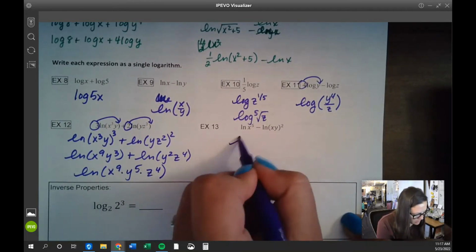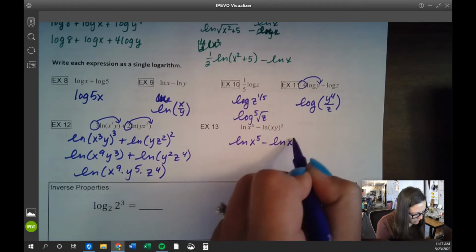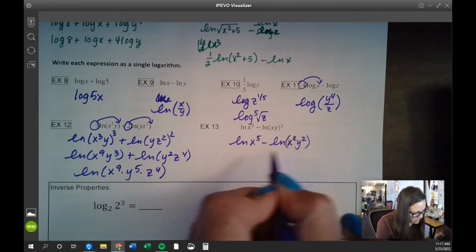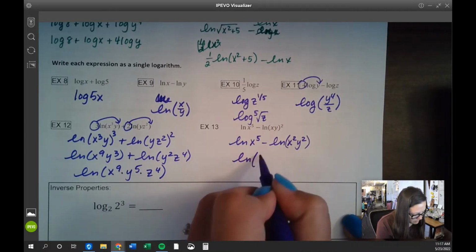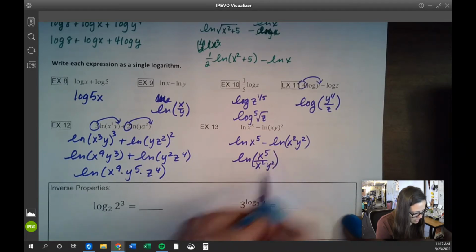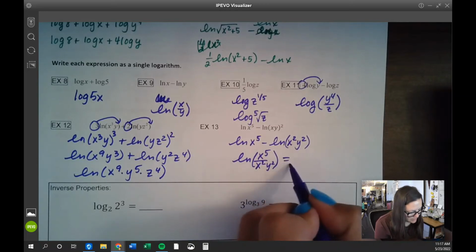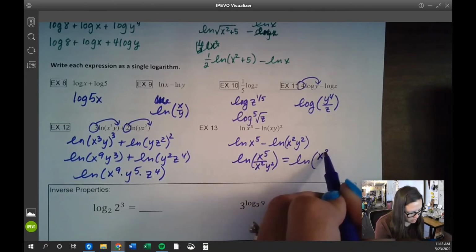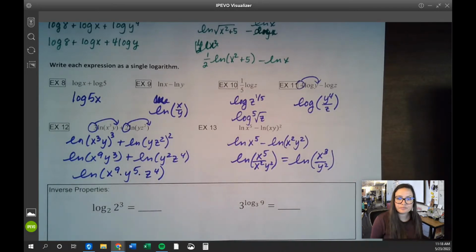Okay, this one here, I have natural log of x to the 5th minus natural log of x squared y squared. And since I'm subtracting the logs, I'm going to divide them. So this becomes x to the 5th over x squared y squared. And the last thing I can do is I can simplify those x's. So it becomes x cubed over y squared. Okay, so that's logarithms.